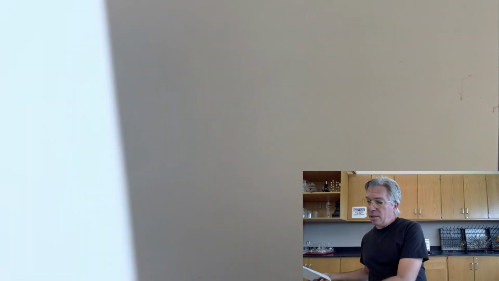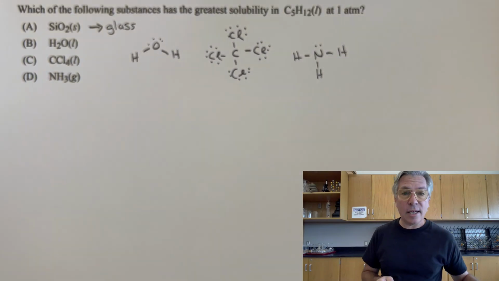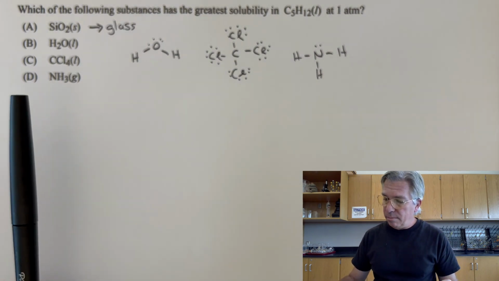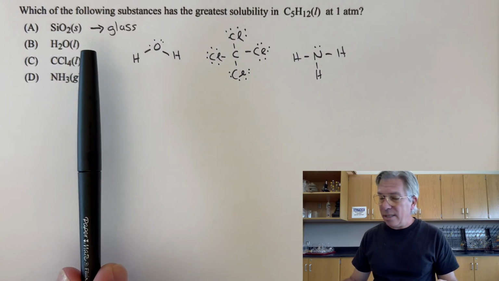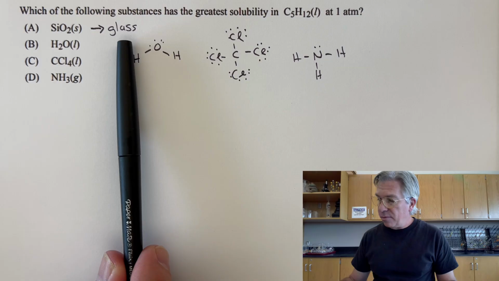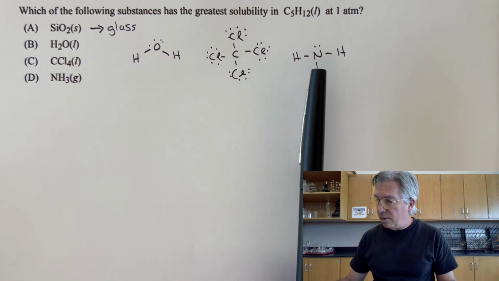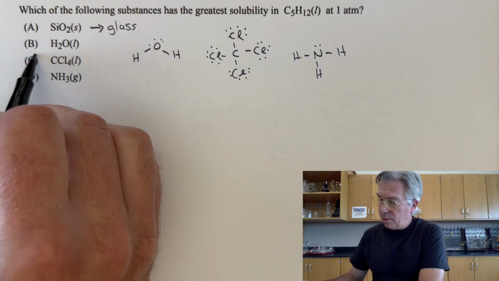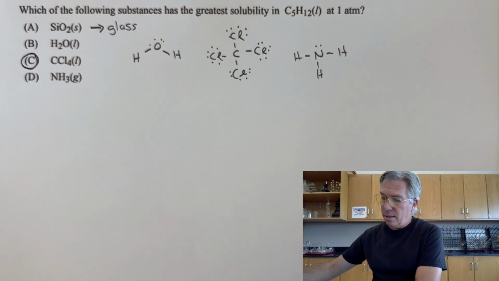All right, now this one is a little tricky because we had to know that SiO2 is actually glass. It's not a simple molecule that we can draw, but it's glass, and that's not going to dissolve in our nonpolar solvent. The other three, we have a polar, a nonpolar, and a polar, and because that one's nonpolar, it will dissolve in the nonpolar pentane the best.